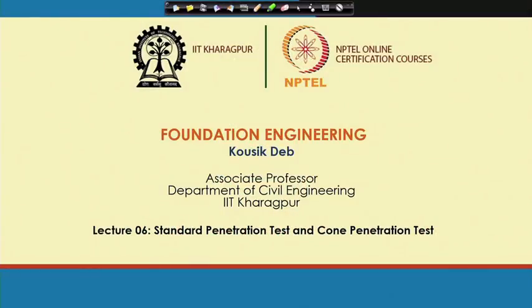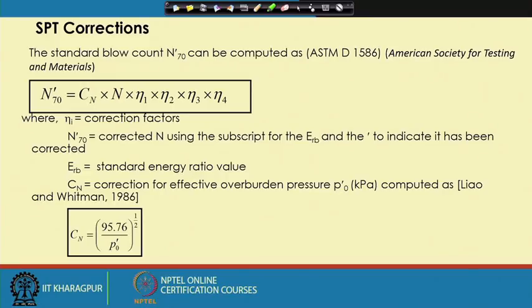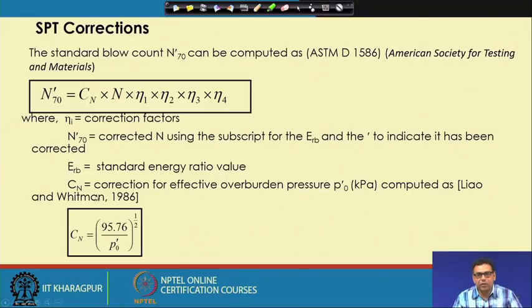In this lecture 4, I will discuss the correction factors that are recommended by the ASTM, and then I will go for the next test, which is the cone penetration test. So first, as in the last class I discussed, as per the IS code there are two corrections. One is the correction due to overburden pressure, another is a dilatancy correction.